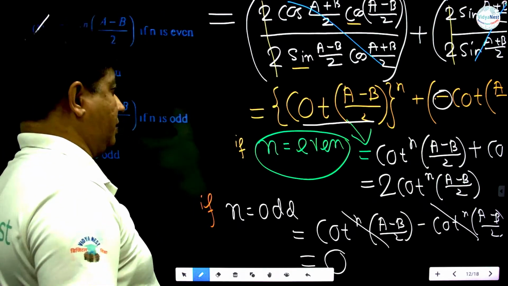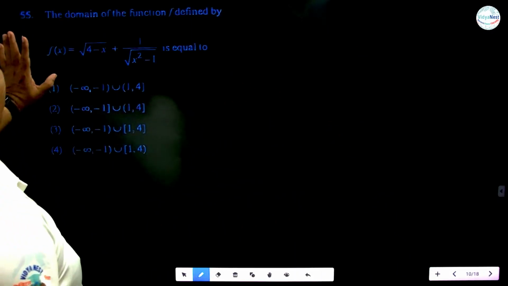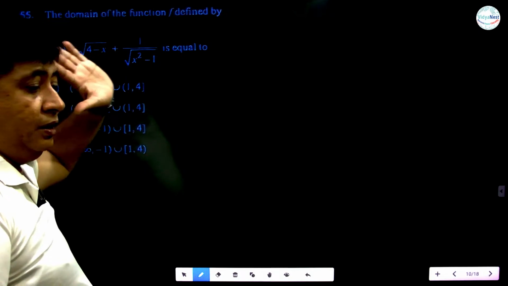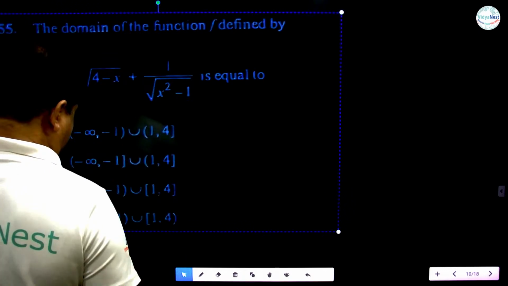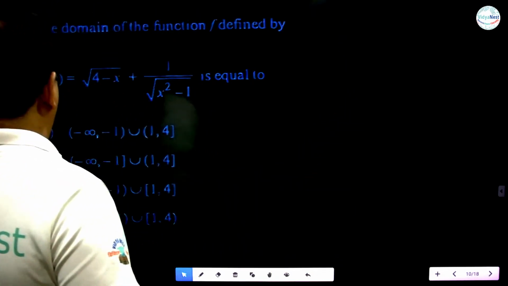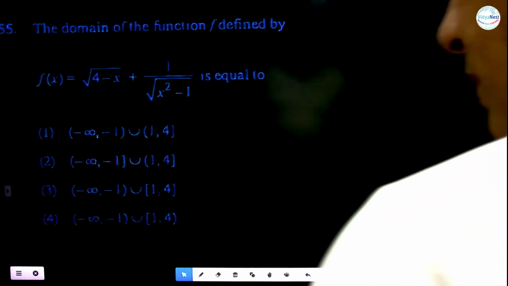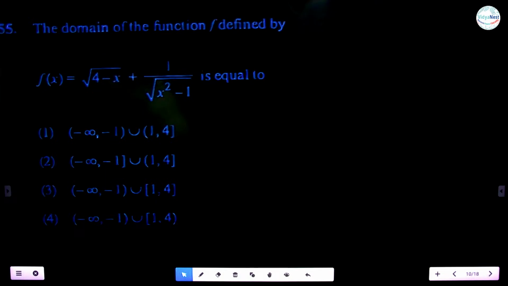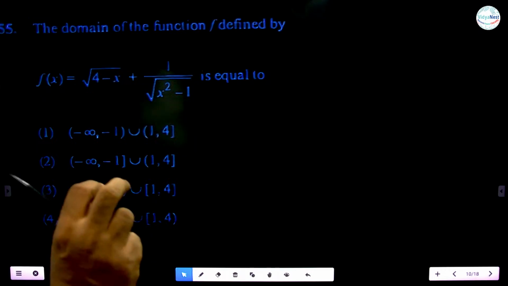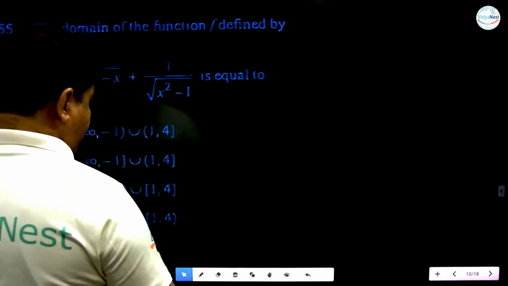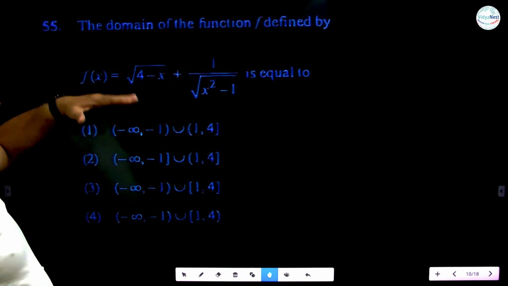Yes, I got it. Now let us do one sum regarding domain. Domain, just see at a glance. Domain of the function. What is domain? Domain means the set of independent variable where function is defined.